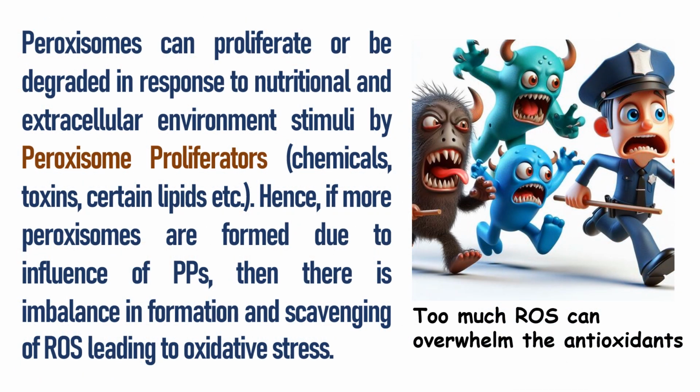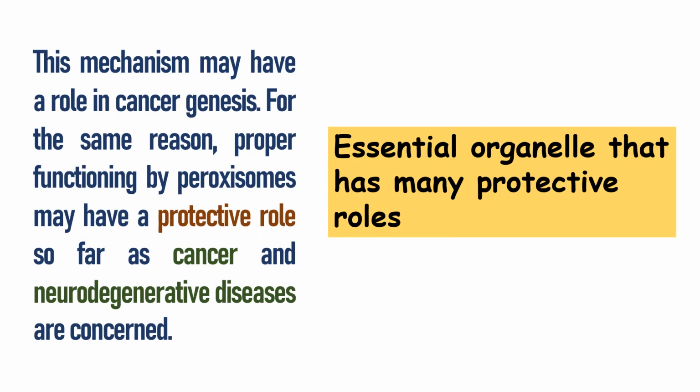Peroxisomes can proliferate or be degraded in response to nutritional and extracellular environment stimuli by peroxisome proliferators, which include various chemicals, toxins, certain lipids, etc. Hence, if more peroxisomes are formed due to influence of peroxisome proliferators, then there is imbalance in formation and scavenging of reactive oxygen species, leading to oxidative stress. This mechanism may have a role in carcinogenesis.